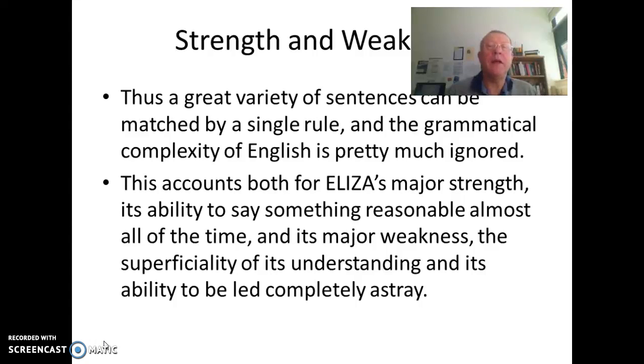Strength and weakness. Thus, a great variety of sentences can be matched by a single rule, and the grammatical complexity of English is pretty much ignored. This accounts both for Eliza's major strength, its ability to say something reasonable almost all of the time, and its major weakness, the superficiality of its understanding and its ability to be led completely astray.